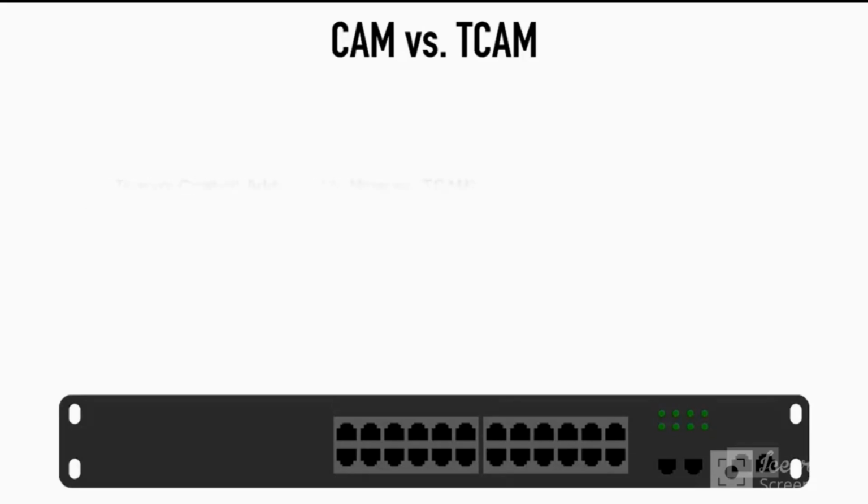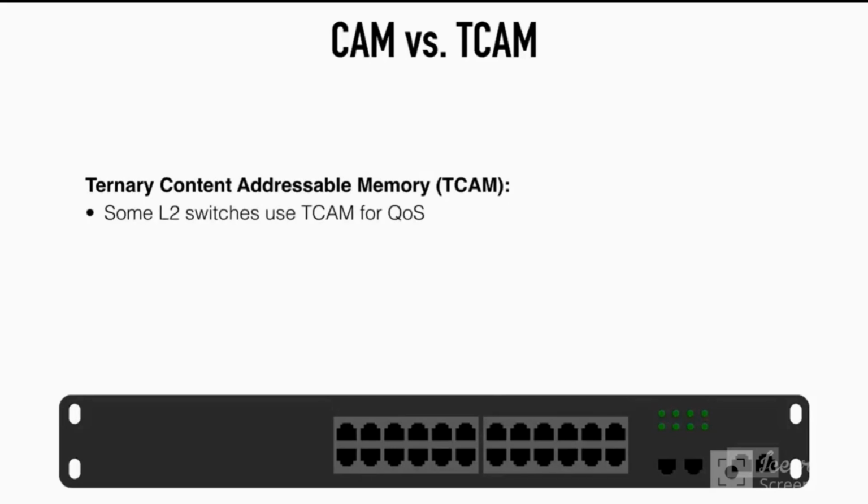Another memory table used by switches is the TCAM, the ternary content addressable memory. Some layer 2 switches will contain a TCAM for quality of service usage, but primarily we see TCAM in multi-layer switches which have layer 3 capabilities.